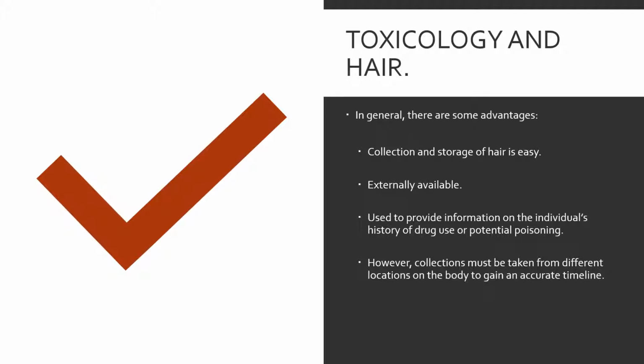Toxicology and hair. In general, there are some advantages. Collection and storage of hair is easy. It is externally available, meaning we don't have to draw blood from someone or find somebody's bodily fluids. We can easily access hair. It is used to provide information on the individual's history of drug use or potential poisoning. However, collections must be taken from different locations on the body to gain an accurate timeline.